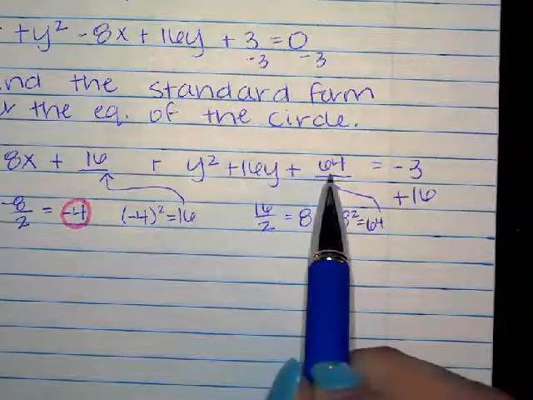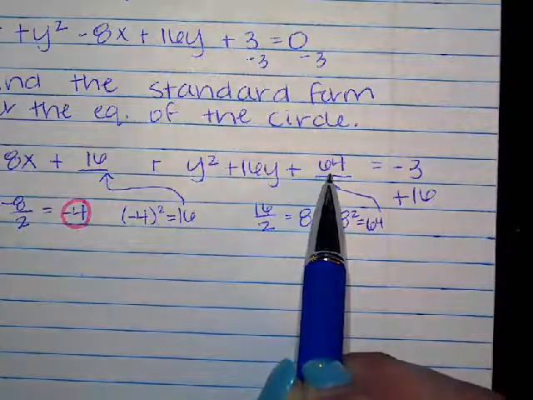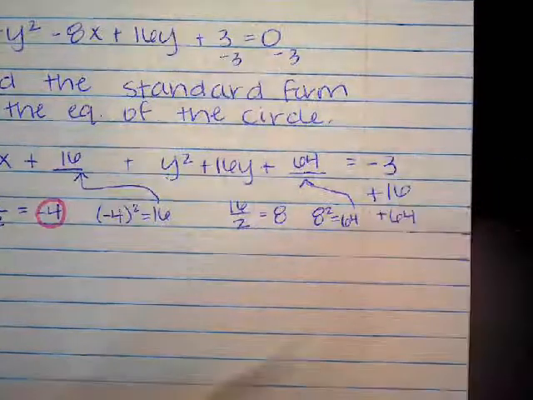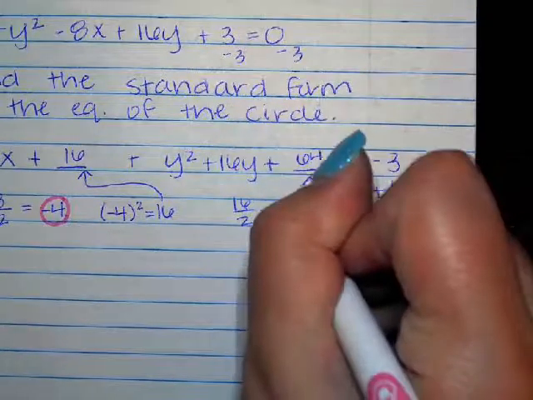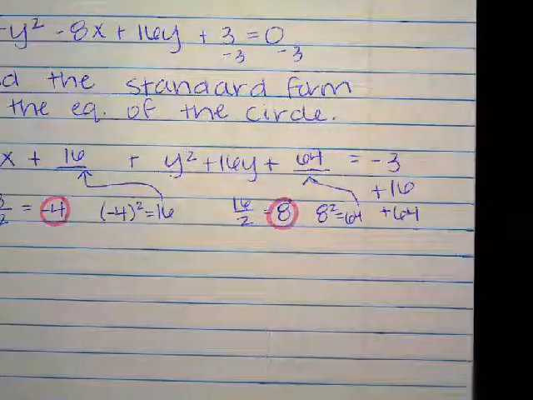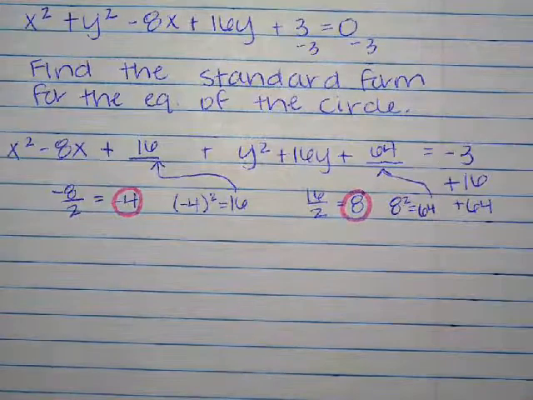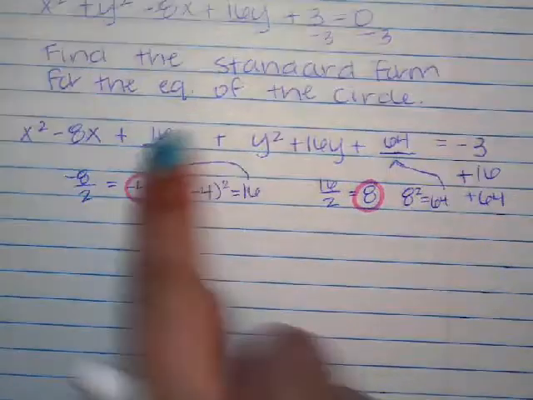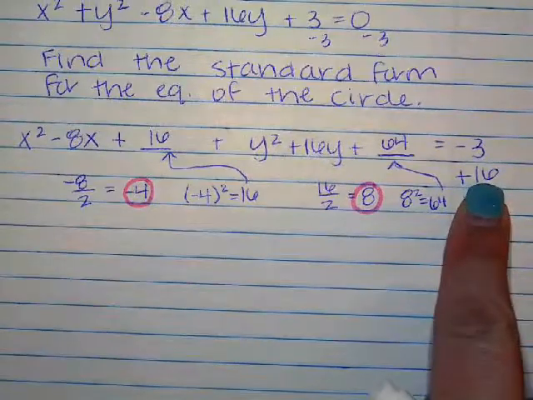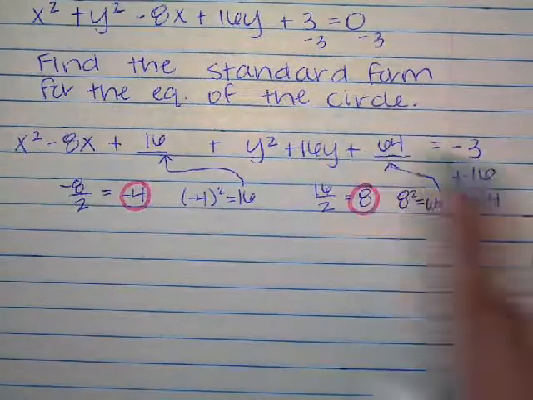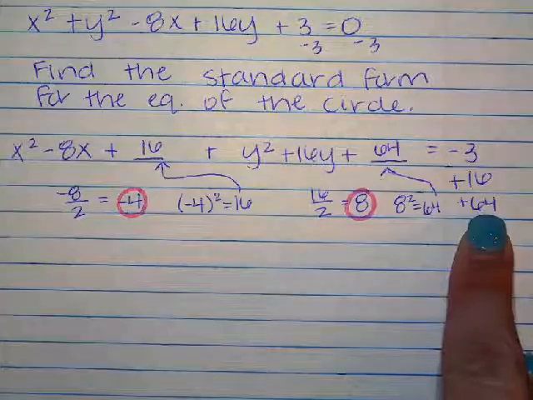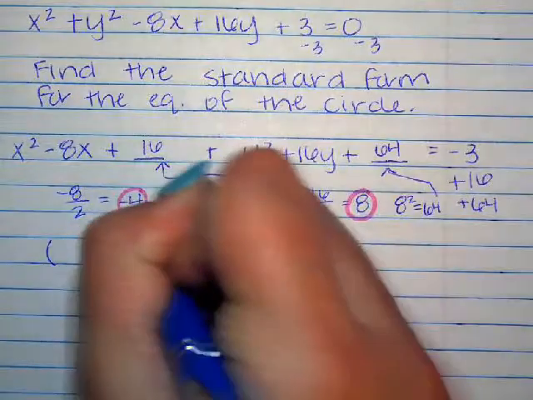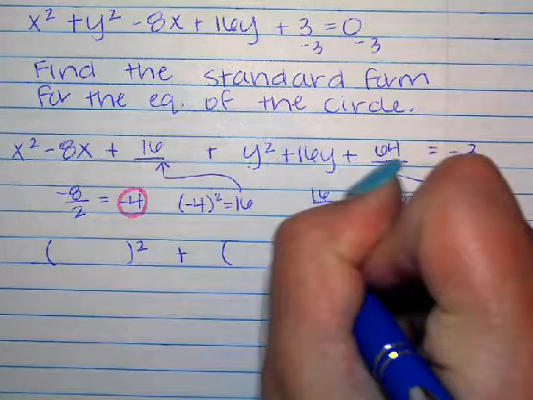And if I add 64 to the left side of the equation, what else should I do? I should add it to the right side of the equation as well. And then let's circle that in pink. So I have done the completing the square process. I added it on the left side and on the right side of the equation for the x's. I added it on the left side and on the right side for the y's. And now I'm going to say that I have something squared plus something squared equals something.